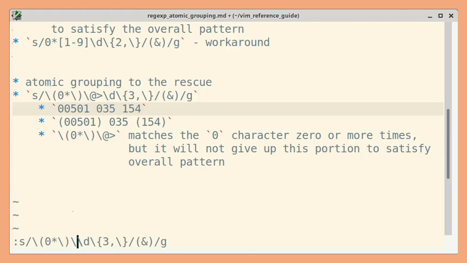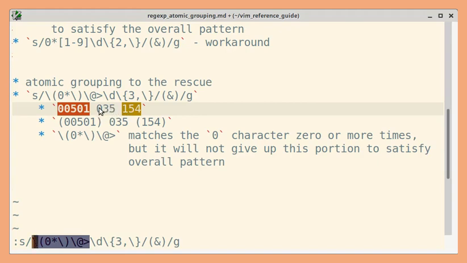So to do so, we need to add backslash at and greater than key. So this entire thing is our atomic grouping. Whatever is matched inside this will not be influenced by what comes later. So you can see only these two numbers are matched.